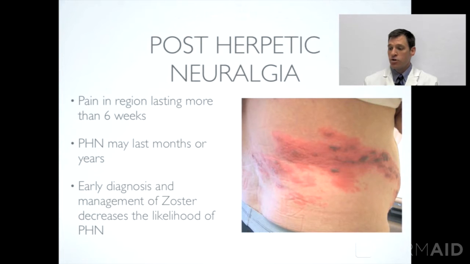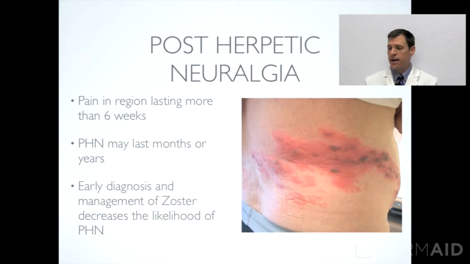Postherpetic neuralgia is another complication of herpes zoster. What that means is that you have pain in the region lasting greater than 6 weeks. So the longer and more severe your rash is present without therapy, the greater your risk tends to be to have persistent pain in the area. Also, the older you are, the more likely that you'll have some persistent pain.